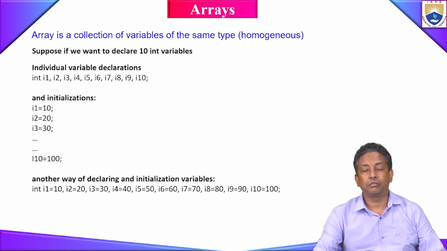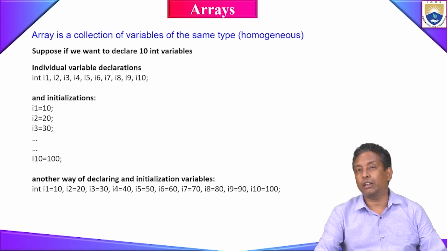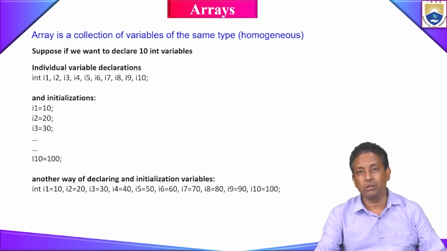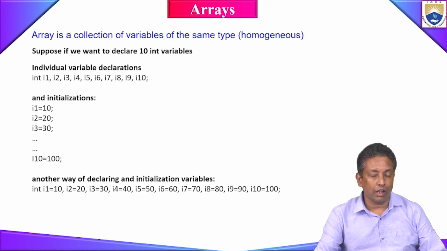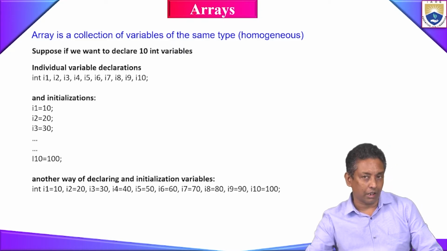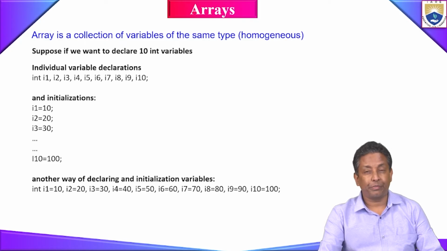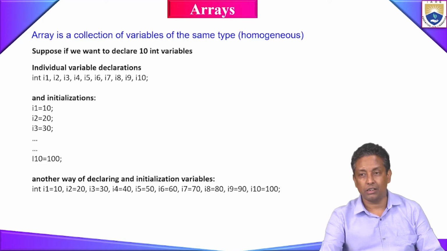Why array? In simple terms, an array is a collection of variables of the same type, or homogeneous type. For example, I want to declare some 10 integer variables. How could I declare 10 integer variables? int i1, i2, i3, i4, i5, i6, i7, i8, i9, i10. Instead of declaring 10 variables, the length of the variable declaration increases. Fine, this is fine. But if I want to declare 10 student IDs or 50 or 100 student IDs at a time.